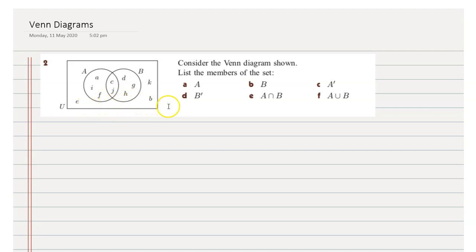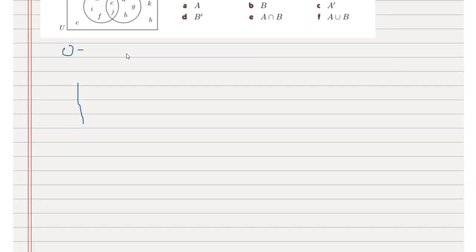So what we're going to look at in this question is identify which pieces of information or which items belong to which set. So considering the Venn diagram shown, let's see members of this set. So firstly, I'm not going to jump into part A, B, and C and whatnot. Rather, I'm going to list all of the sets. So let's say set U, the universal set.